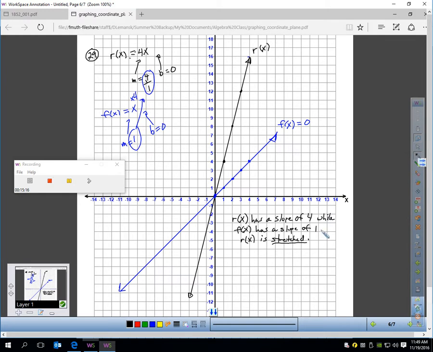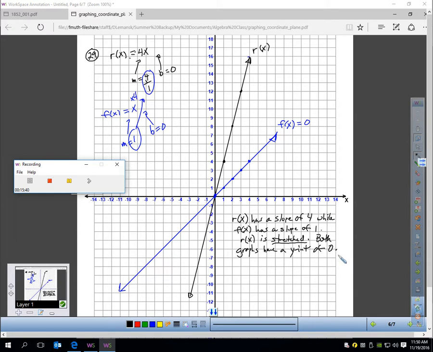Now here's the next thing. Let's compare the y-intercepts. Both graphs pass through the origin. So neither graph is translated, neither graph is slid up or down the graph. So I'm just going to write that. Both graphs, and both graphs have a y-intercept of 0, okay?